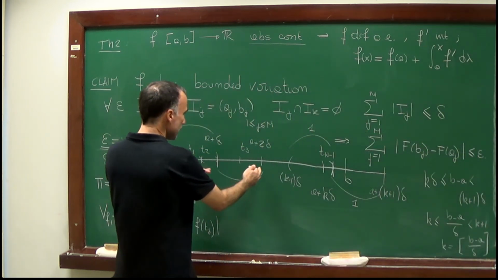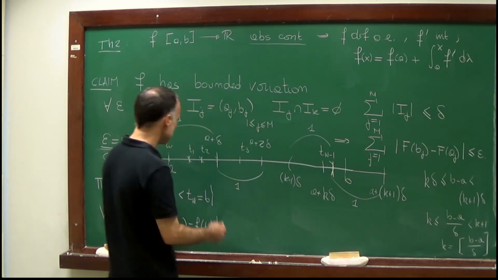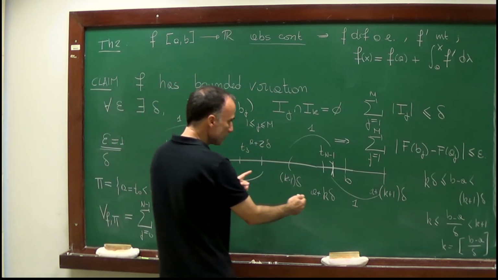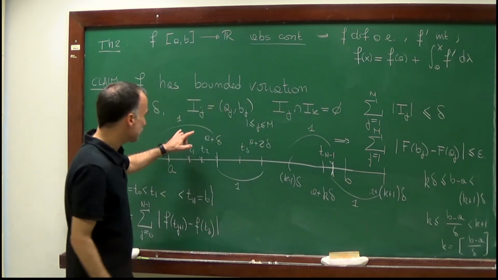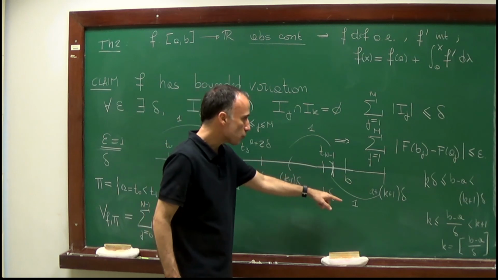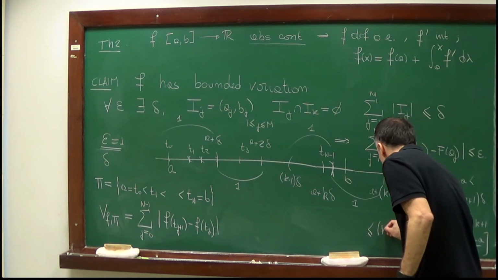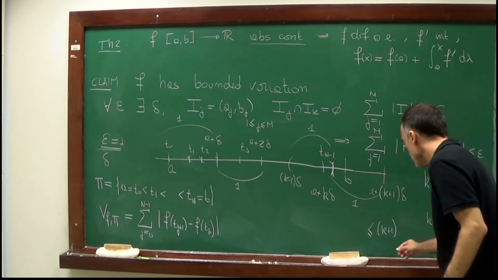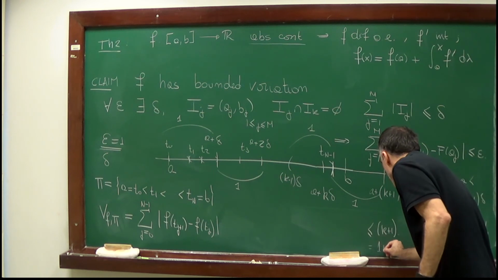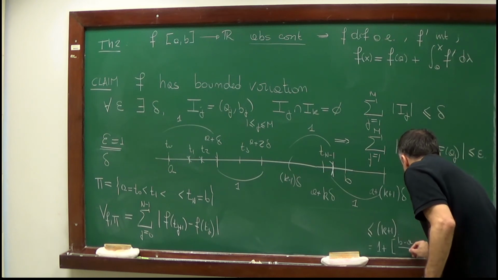And so how many intervals do I have here? Well, I have up to here k intervals. So this is the first delta, the second at 2 delta, the kth at k delta, and there is an extra interval here. And on each of these intervals, the variation is at most 1. So the total variation will be bounded by k plus 1. And what is k plus 1? It's given by this expression. So this is equal to 1 plus b minus a divided by delta.